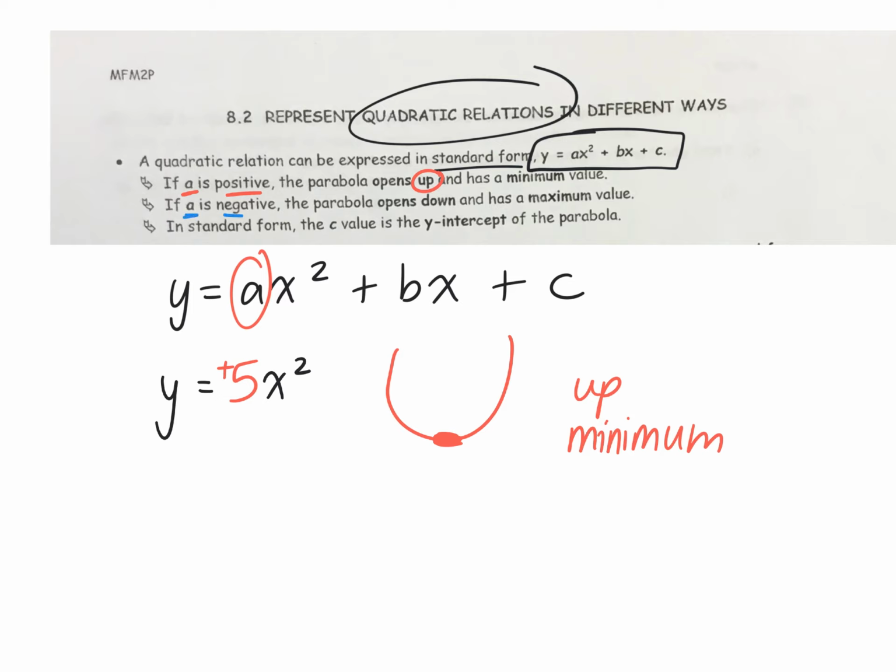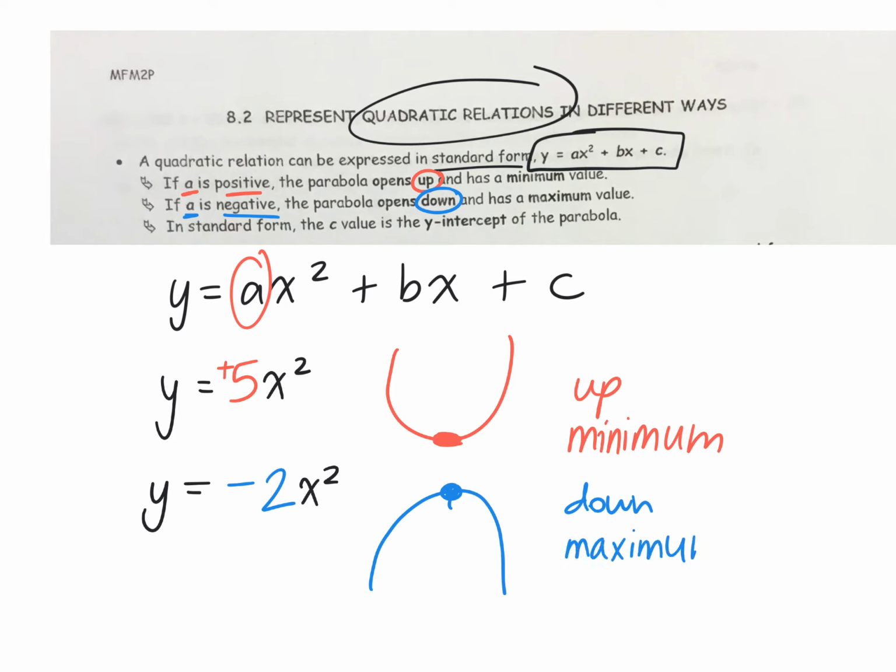If a is negative, so if I have y equals, let's just say negative 2x squared, does it open up or down? So it looks like that. And then, of course, we have the highest point, which means it has a maximum value. Okay, do you guys remember this?